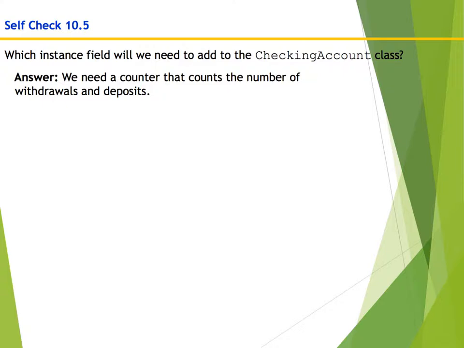For the checking account in the previous example, obviously we need a counter that counts the number of withdrawals and deposits so that we know how many or which transactions are free and which ones are not, and we deduct fees for the ones that are not free. So the counter that counts the number of withdrawals and deposits in the checking account is a new instance field that does not exist in BankAccount, and it's not inherited from the superclass of CheckingAccount.